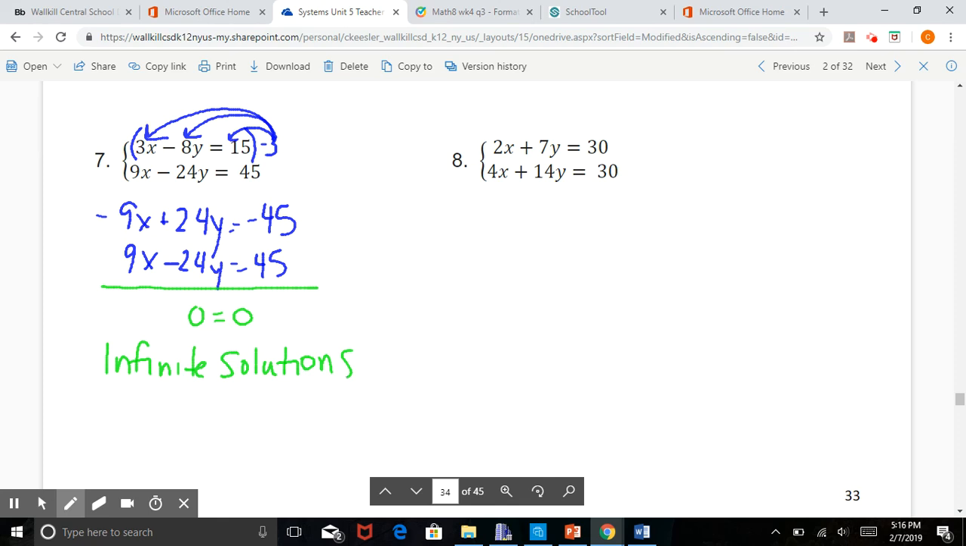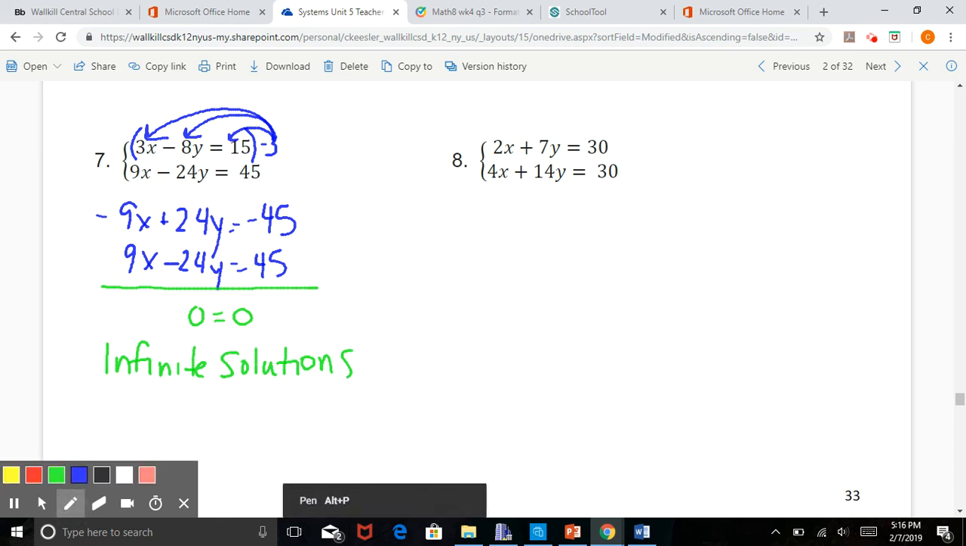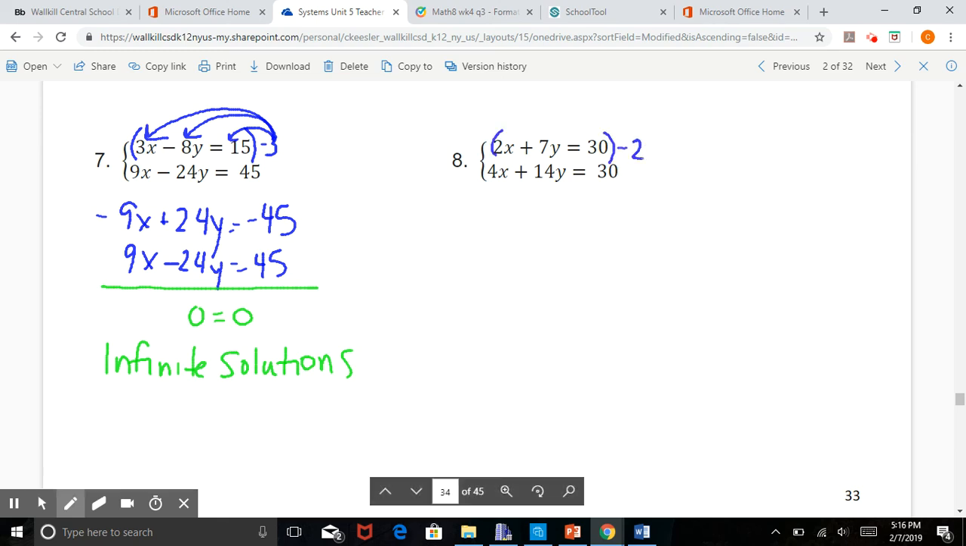Number 8, if I go through this idea the same way again, take a look at those two equations. I could multiply the top one by negative 2 to get negative 4x and positive 4x. That would give me negative 4x minus 14y equals negative 60. And then underneath, positive 4x plus 14y equals positive 30.